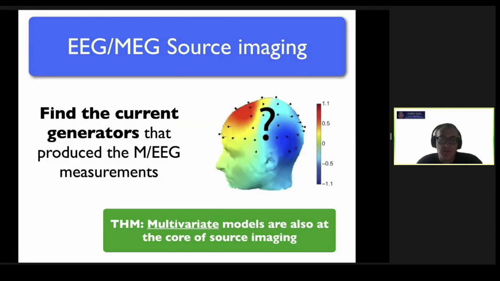Now, let me talk about another aspect where the fact that you have multivariate data is extremely important. This is related to the question of source modeling. What you're trying to do when you do source modeling is to find what is happening inside the brain from data that you record on the scalp. So what you see here is an EEG topography, and you're trying to find what is happening inside the brain. Here you have this field of potential on the skin, and again, you're trying to find what's happening inside the brain.